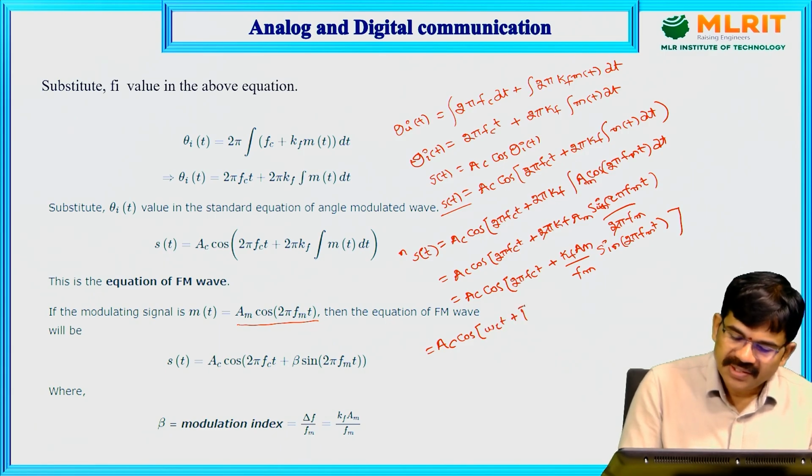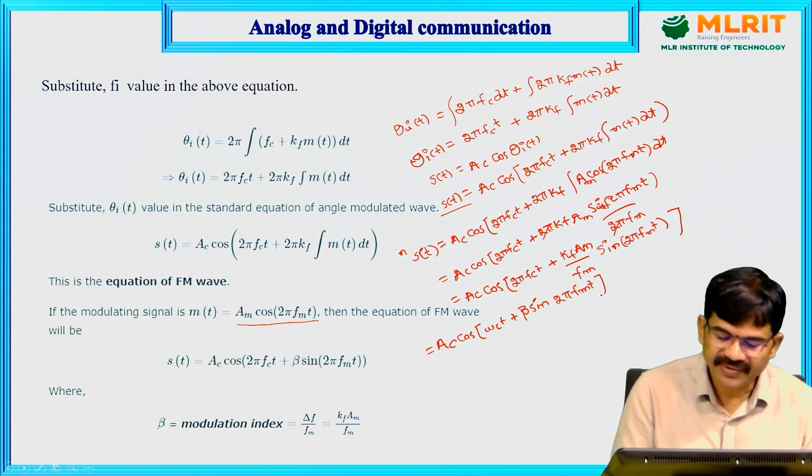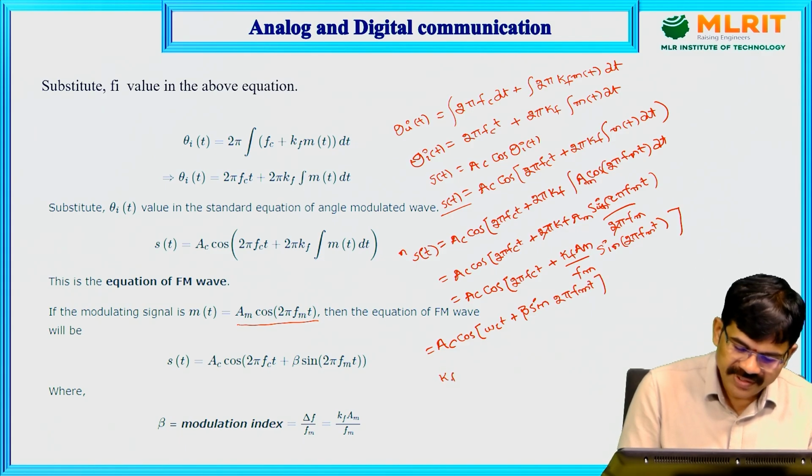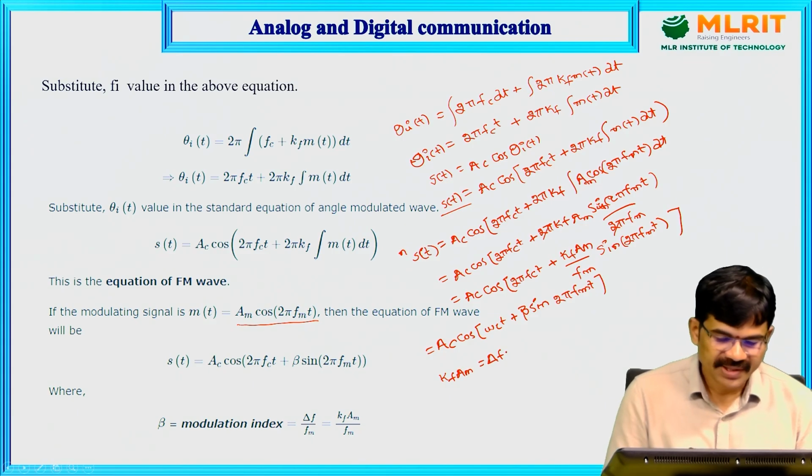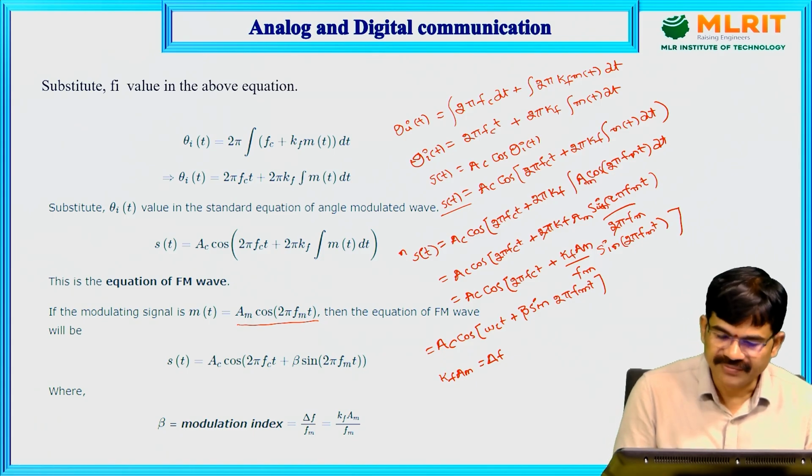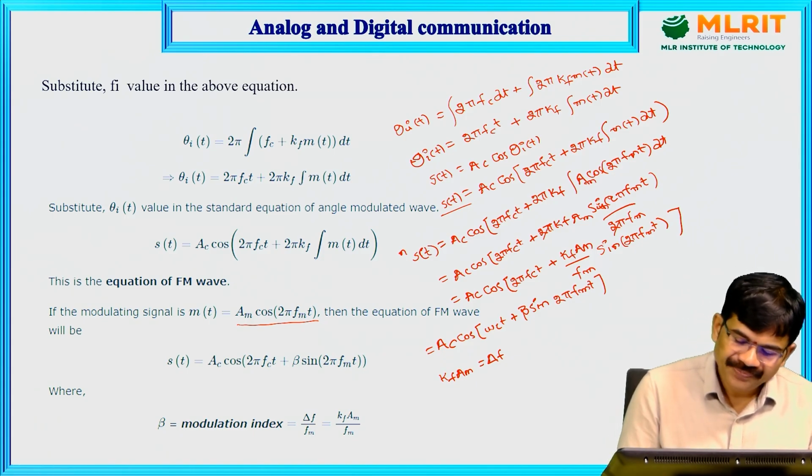plus beta sin 2π fmt, where kf Am is nothing but del f. So beta is nothing but the modulation index.